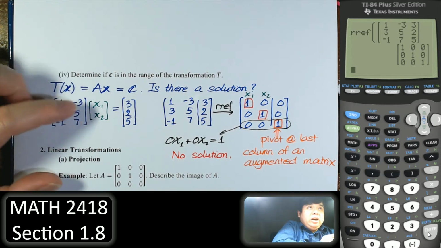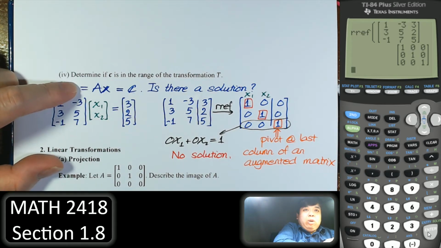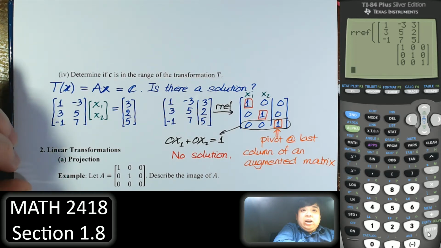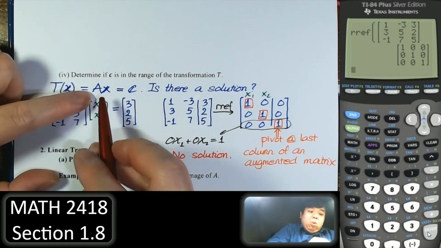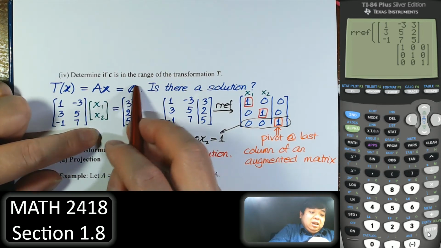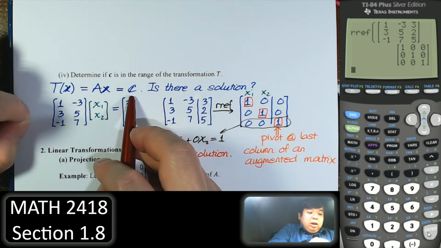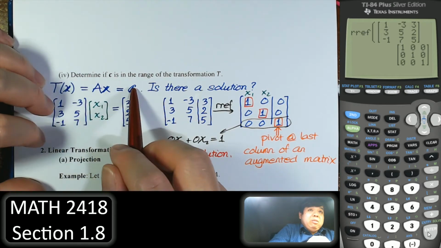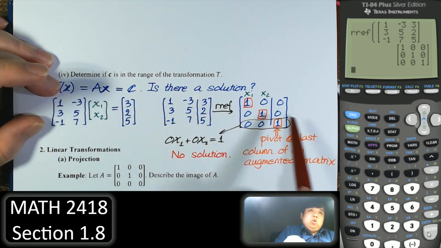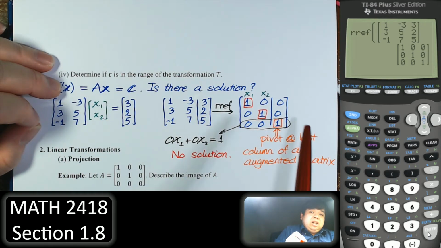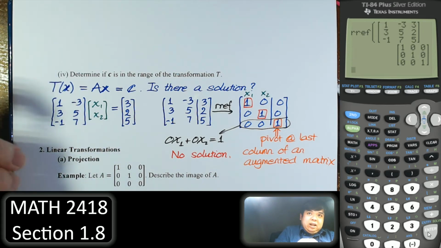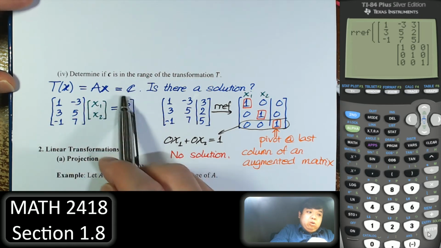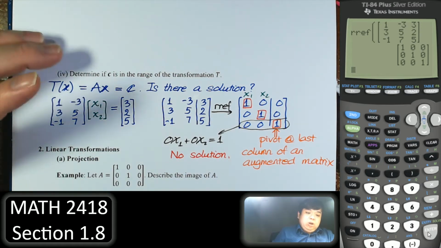So then the question is, is C in the range of the transformation? In that case, the answer will be no. C is not in the range of the transformation. Doesn't matter what x is, we will never have C when we transform x. The image will never be C, because this is no solution. So we say C is not in the range. Once again, doesn't matter what x is, the image is not going to be C. So C is not in the range of the transformation.